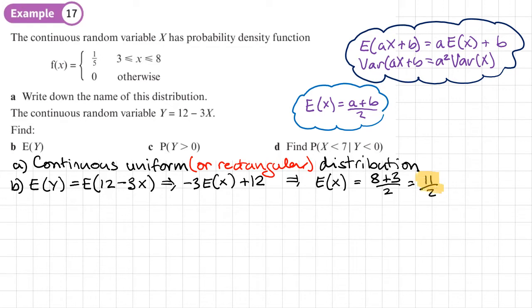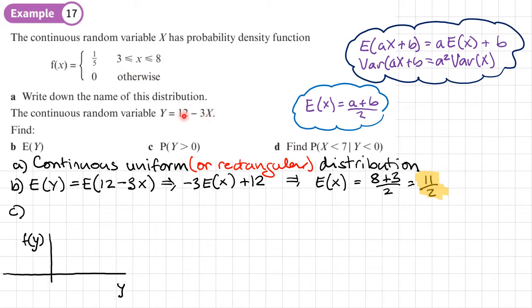Right, let's move on to part C then. It says the probability that y is greater than 0. Now there's a couple of ways we can do this, an algebraic way and a graphical way. Let me start by showing you the graphical way. I'm going to draw the uniform distribution for y. To do that, I'm going to work out what the two ends are, so I just substitute 3 and then 8 into this.